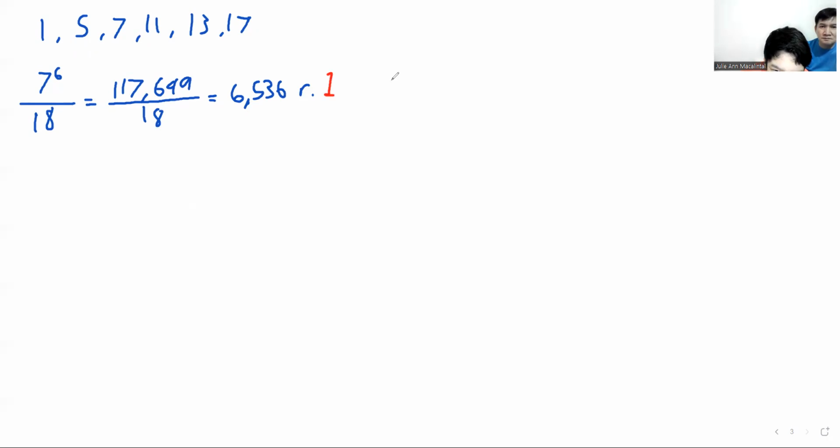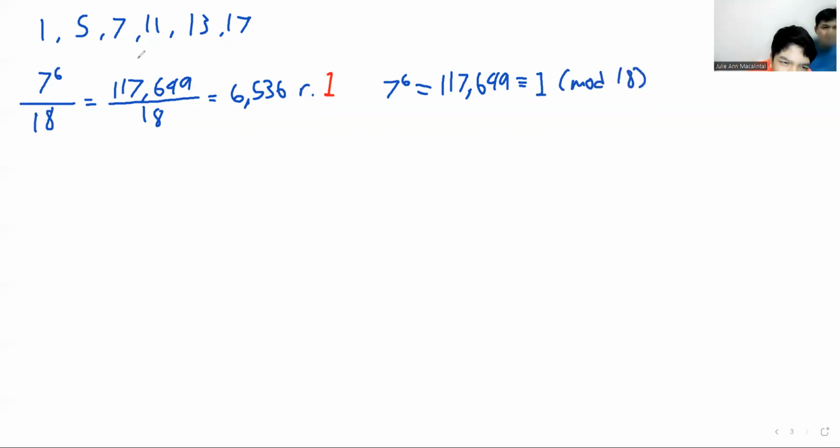So again, in modular arithmetic, it's not really the Euler-Fermat theorem, it's just modular arithmetic. 117,649 is equivalent to just 1 mod 18.